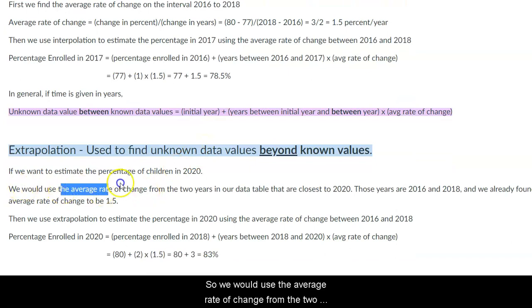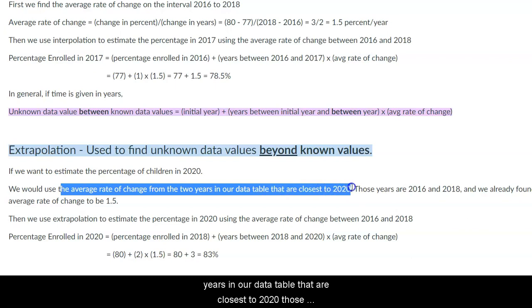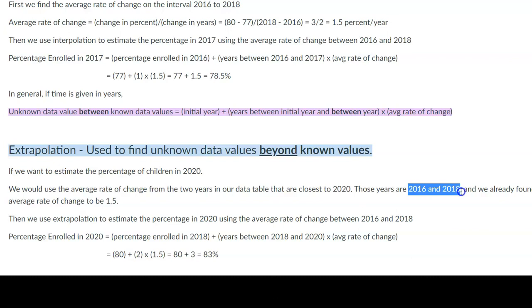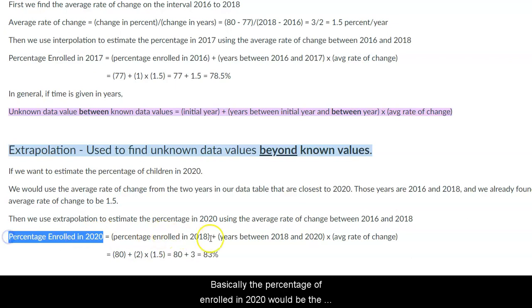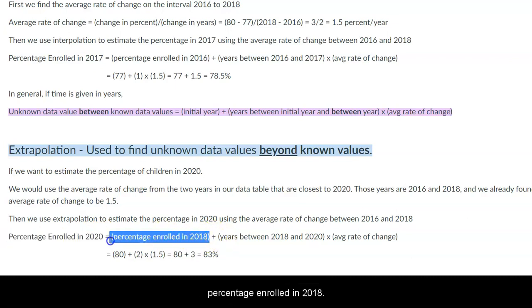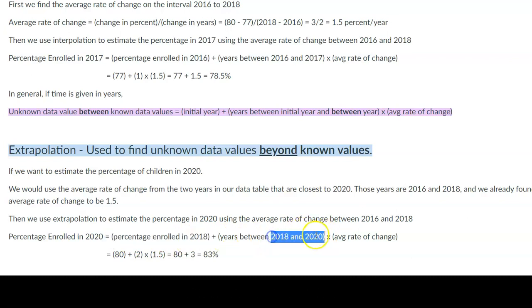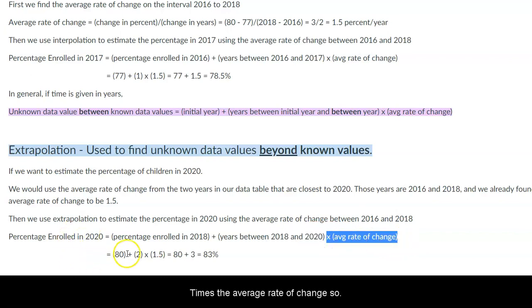So we would use the average rate of change from the 2 years in our data table that are closest to 2020. Those years are 2016 and 2018, and we already found the average rate of change to be 1.5 for those years. So this is the average rate of change that we'll use in our extrapolation. So using extrapolation, we can estimate the percentage enrollment in 2020 with our average rate of change of 1.5. Basically, the percentage enrolled in 2020 would be the percentage enrolled in 2018 plus the years between 2018 and 2020 times the average rate of change.